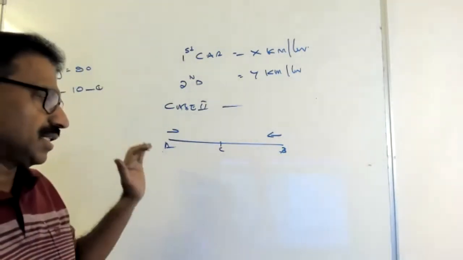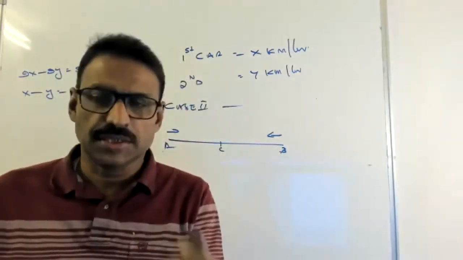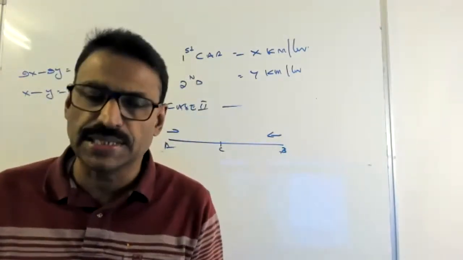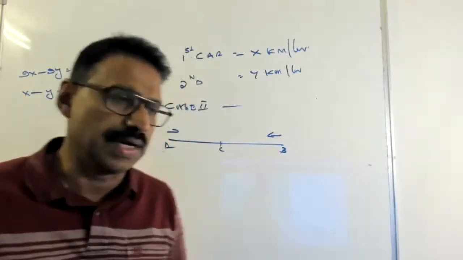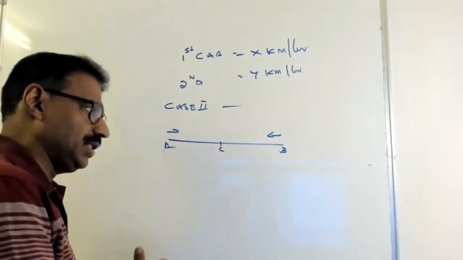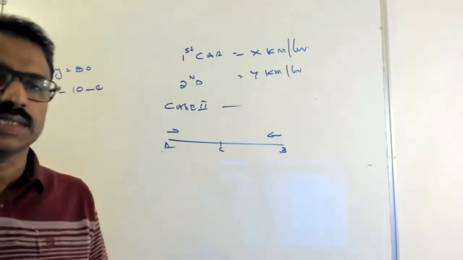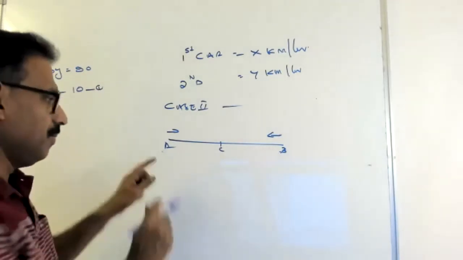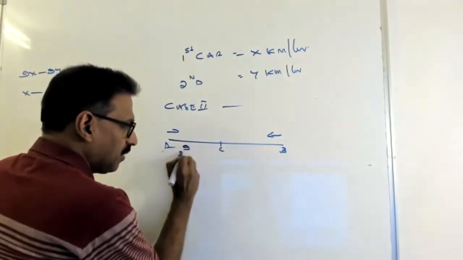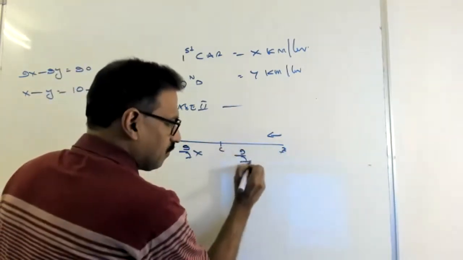I'll give the note. Speed is x kilometer per hour. Time is 9/7 hours. So distance covered by the first car is 9/7x. Well, 9/7x is where, AC or BC or AB? It is AC, correct? From A to C, 9/7x. Second one, B to C, 9/7y.